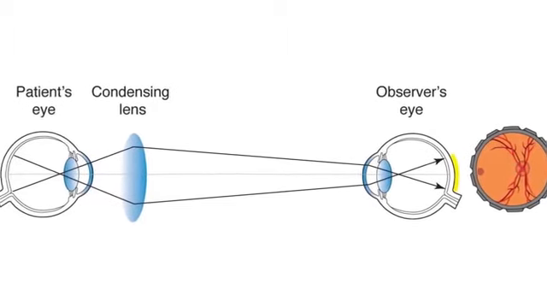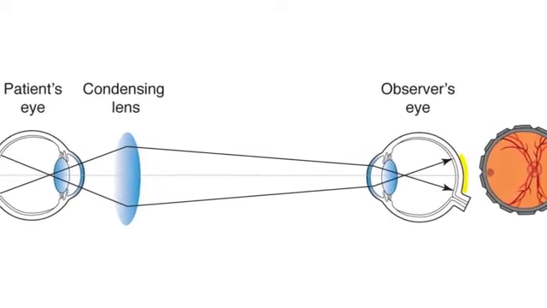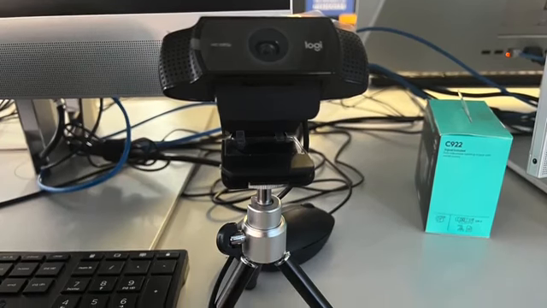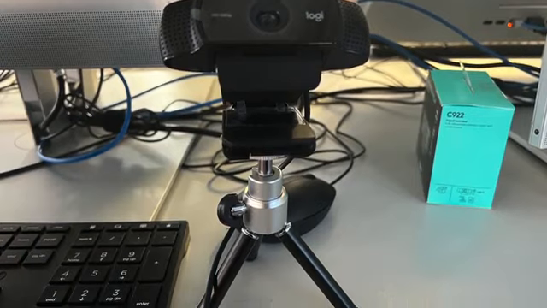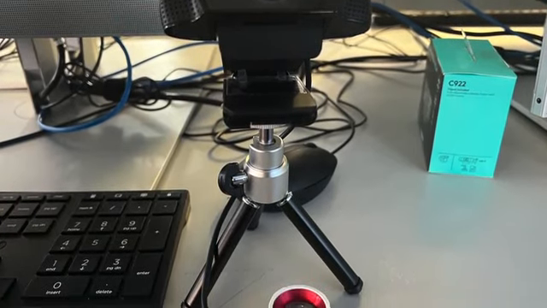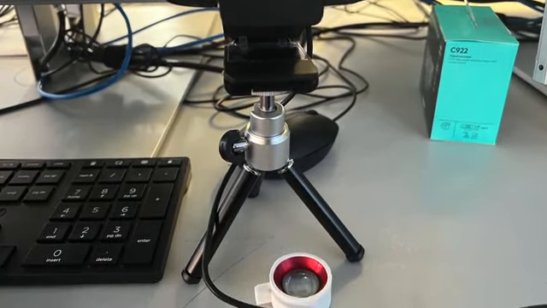Indirect ophthalmoscopy is a technique to view the retina. We made an indirect ophthalmoscope using a webcam, a condensing lens, lighting, and a frame. The 3D printed frame houses the camera and lens. It allows us to adjust the distance between them, as well as helps make sure that the ophthalmoscope is stable when looking at the patient's eye.